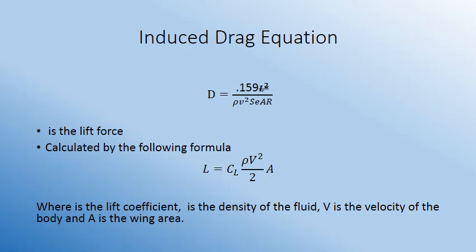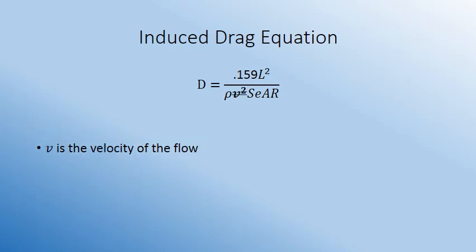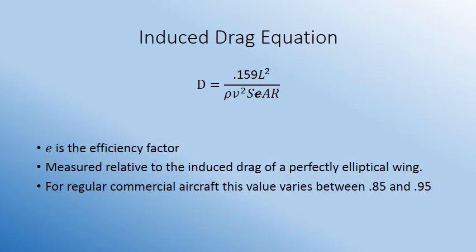Rho is the mass density, same as in the previous equations. V is the velocity at which the aircraft is traveling, and A is the area of the wing. Rho is the mass density of the fluid. Mu is the velocity of the flow. S is the surface area of the wings. E stands for the efficiency factor.